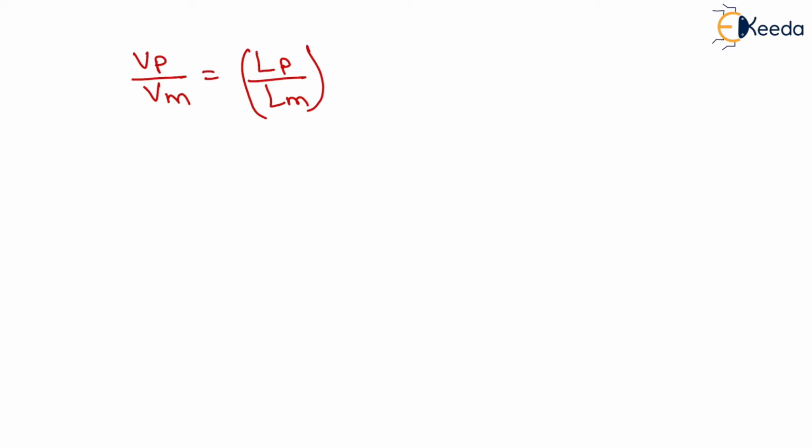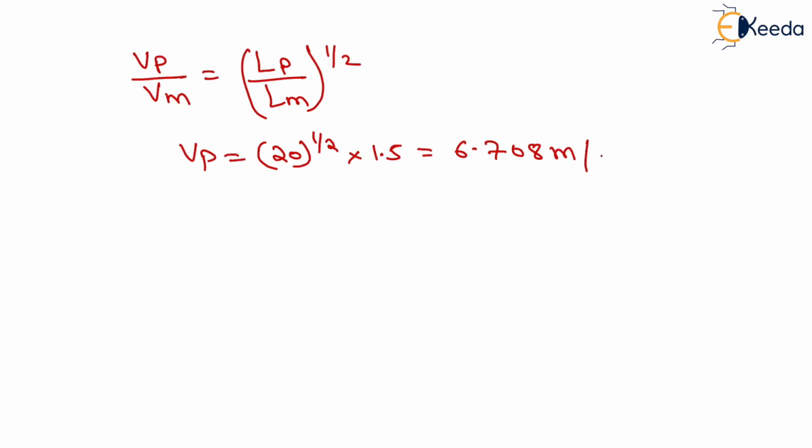Velocity for prototype upon velocity for model will be equal to length of prototype upon length of model to the power 1 by 2. So velocity of prototype will be equal to 20 to the power 1 by 2 into 1.5. It will be equal to 6.708 meter per second. That will be the velocity of prototype.